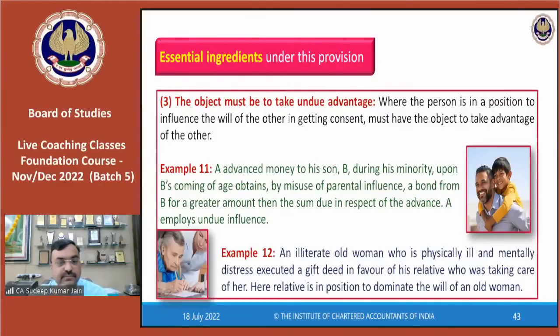One more example: an illiterate old woman who is physically ill and mentally distressed executed a gift deed in favor of her relative who was taking care of her. Now her relative is in position to dominate the will of the old woman. Now the old woman can do anything the relative says. Clear इतनी बात?